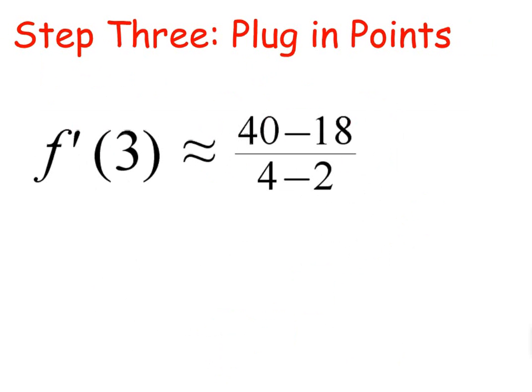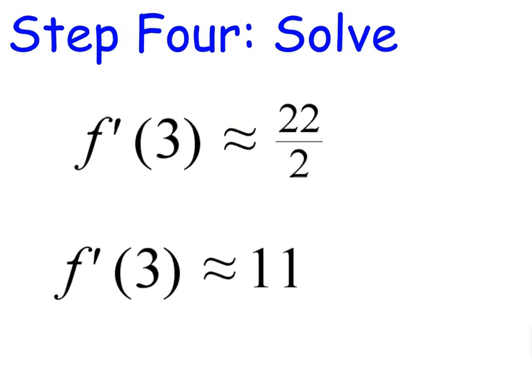So now we're just going to find the slope, y2 minus y1 over x2 minus x1. So it's 40 minus 18 over 4 minus 2. And again, we're finding the derivative at 3, or approximating it. So we get 22 over 2, which is 11.